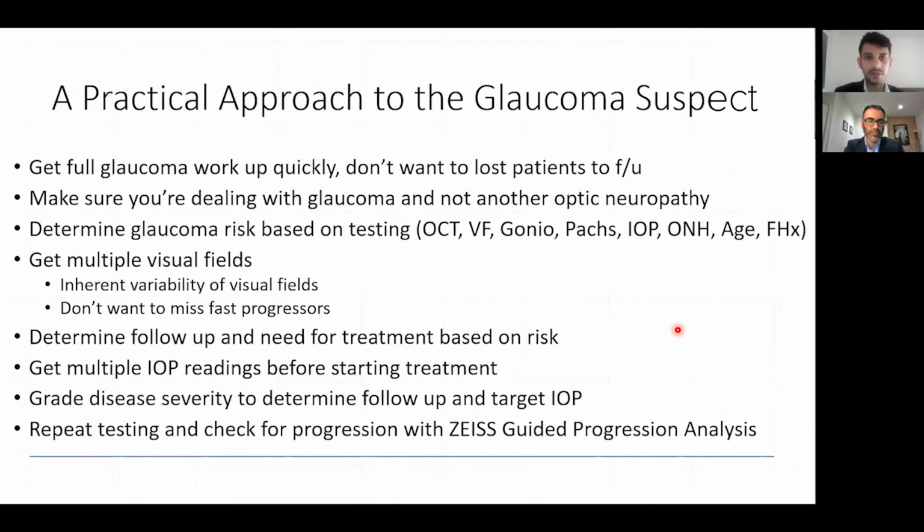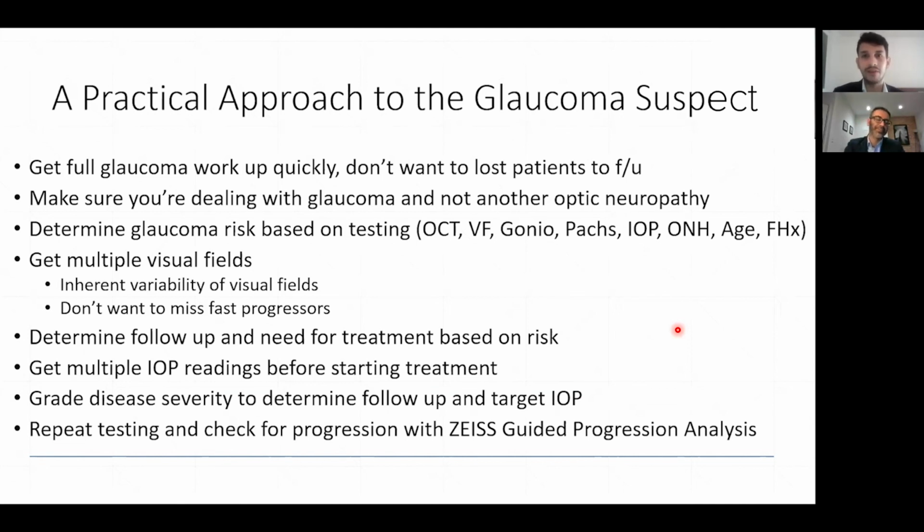So the big thing is to get your full glaucoma workup quickly. You don't want to lose your patients to follow-up. Sometimes psychologically, if you tell a patient to come back in 6 months, it sort of seems like, oh, it's not a big deal, and they might not come back until their yearly follow-up. So I like to see them back pretty soon within that 6-week follow-up. And again, like we talked about, until you have the data, until you have that follow-up, you don't know if the patient is low risk or high risk.